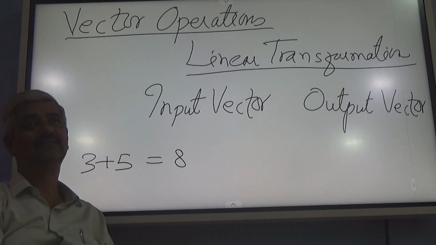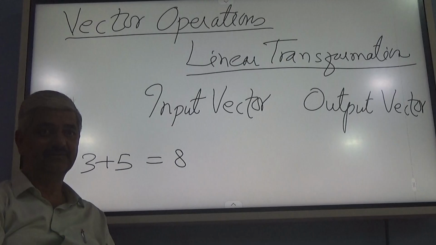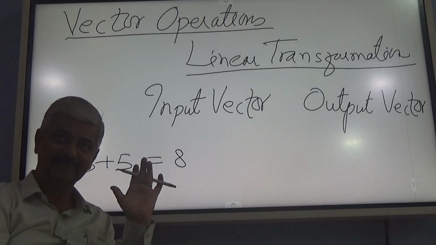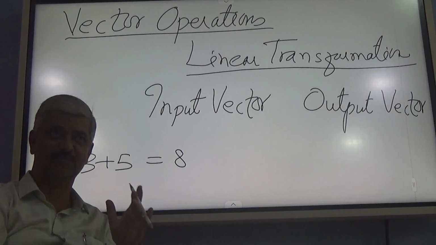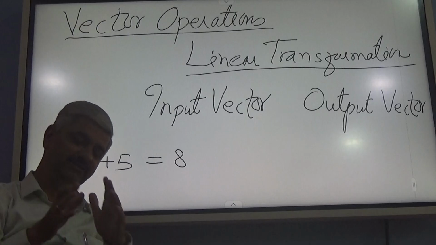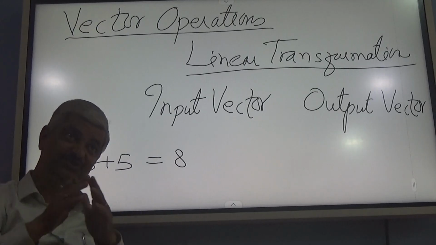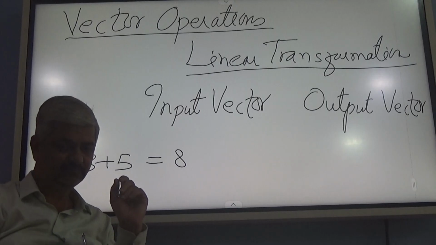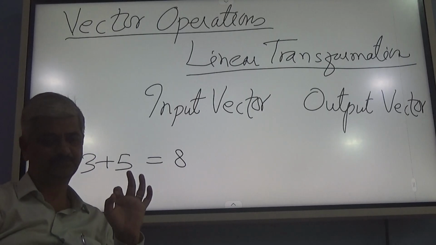Especially when the dimensions of the output vector are less than that of the input vector, it can't be one to one. If ever it has to be a one-to-one transformation, in that case, the dimensions of both sides should be the same. Right? Means, listen very, very carefully.